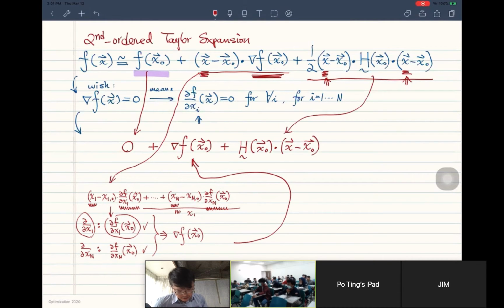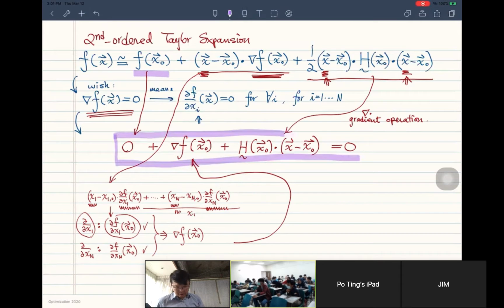If we apply the gradient operation, this is the gradient operation. Let me think about how to explain this. We wish this becomes 0. So the solution has to satisfy this equation, so that the first order derivative of my Taylor expansion becomes 0. But I didn't show you why this is the answer. Okay, let me show you on the next page because it's quite complicated.